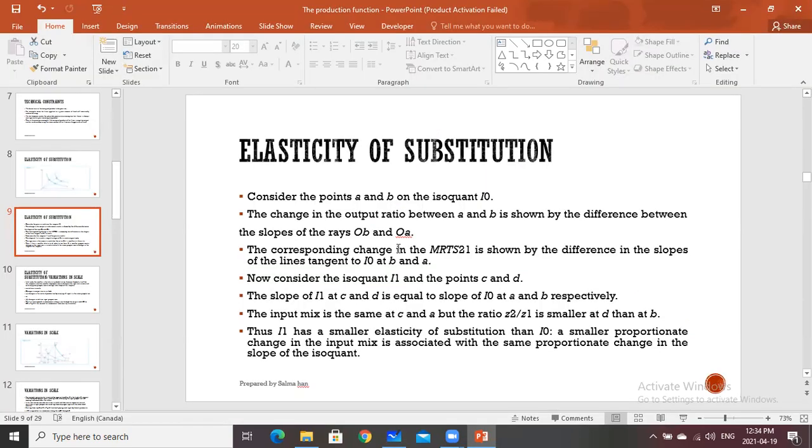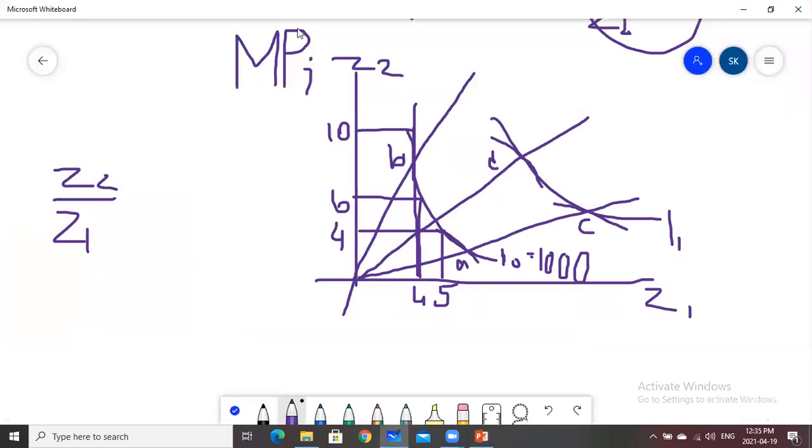Then the corresponding change in MRTS21 is shown by the difference in the slopes of the line tangent to I0 at D and A. What is MRTS? Marginal rate of technical substitution. That is the substituting the units of input 2 with the units of input 1.